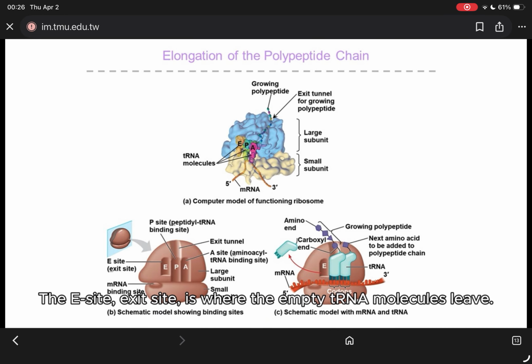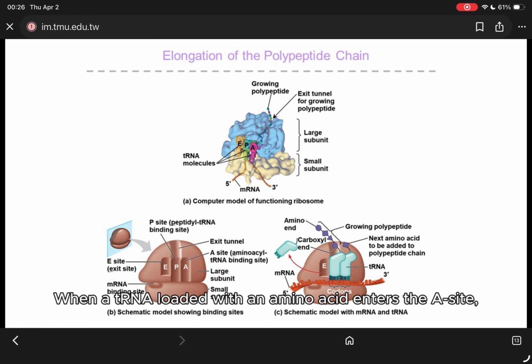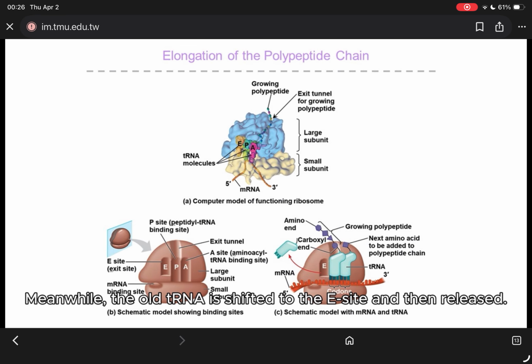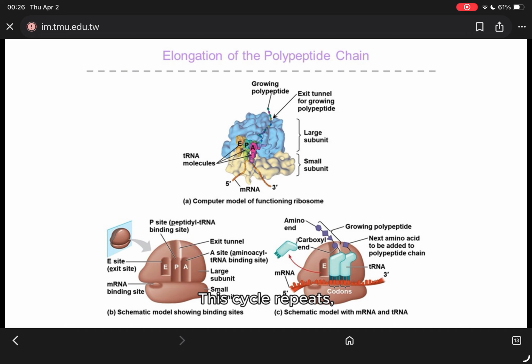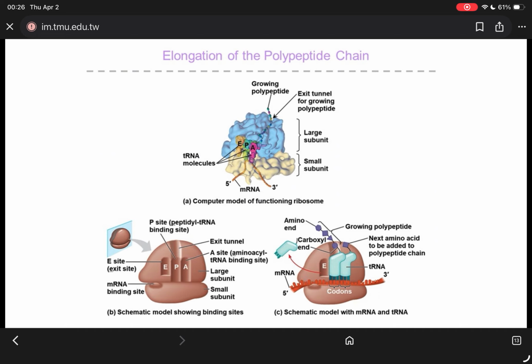The E site, exit site, is where the empty tRNA molecules leave. The process works like this. When a tRNA loaded with an amino acid enters the A site, the ribosome helps attach its amino acid to the polypeptide chain held in the P site. Meanwhile, the old tRNA is shifted to the E site and then released. This cycle repeats, adding amino acids one after another until the protein is completed.